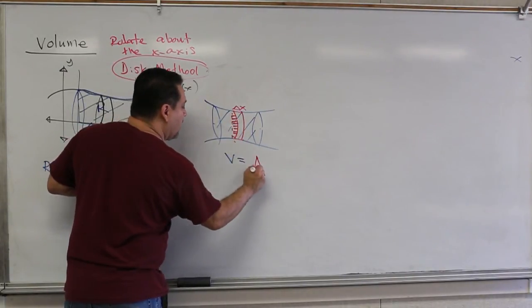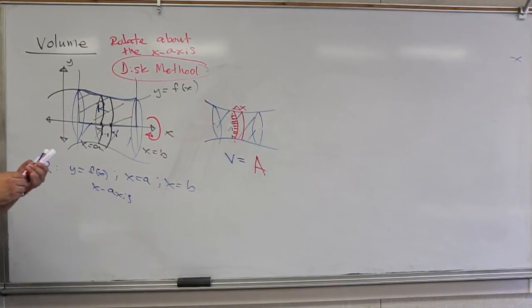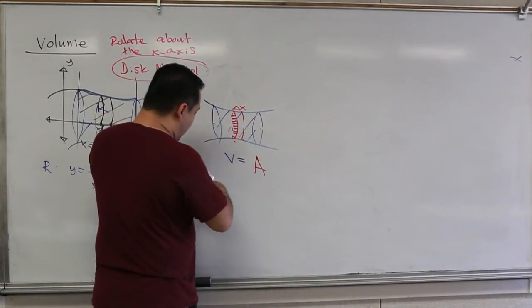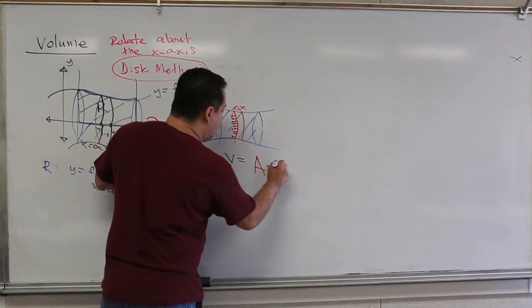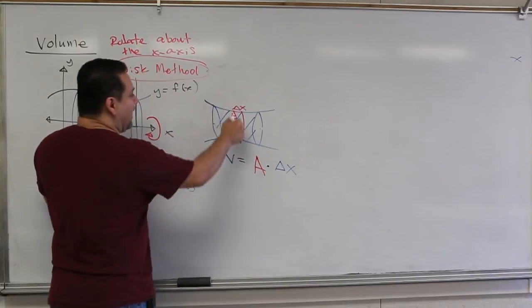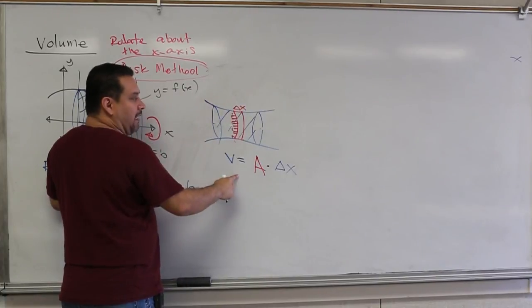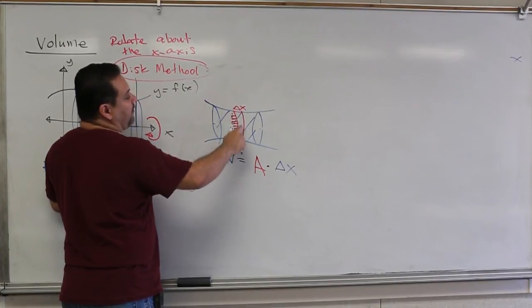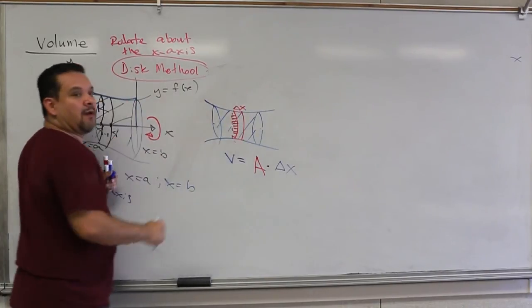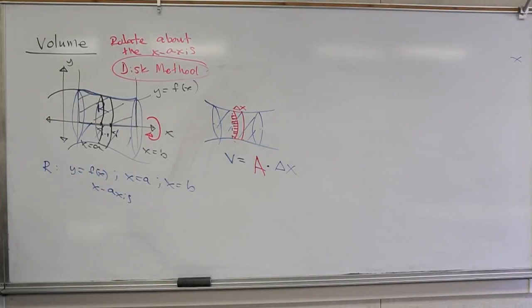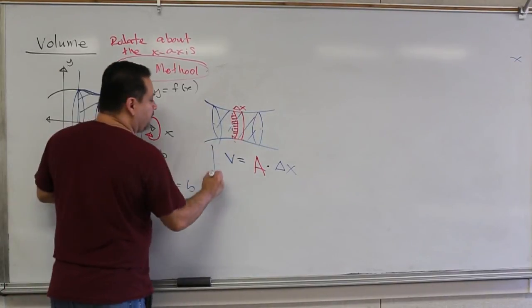The cross-sectional area, and I multiply it by what? That delta x, that difference, cross-sectional area and a difference here, okay? What you end up getting here is the volume of this particular disk, okay? Because that's how we compute volume.